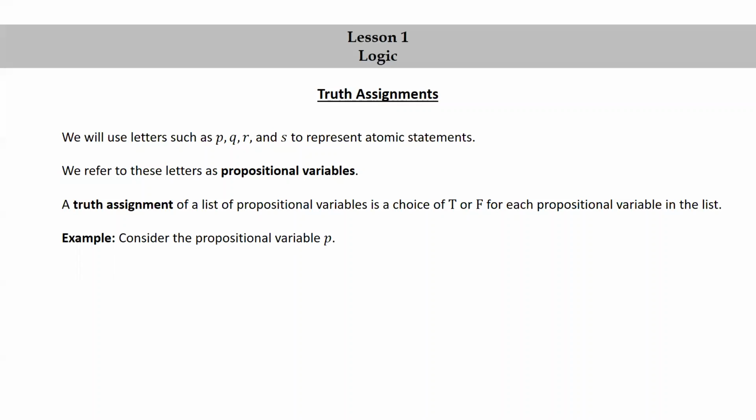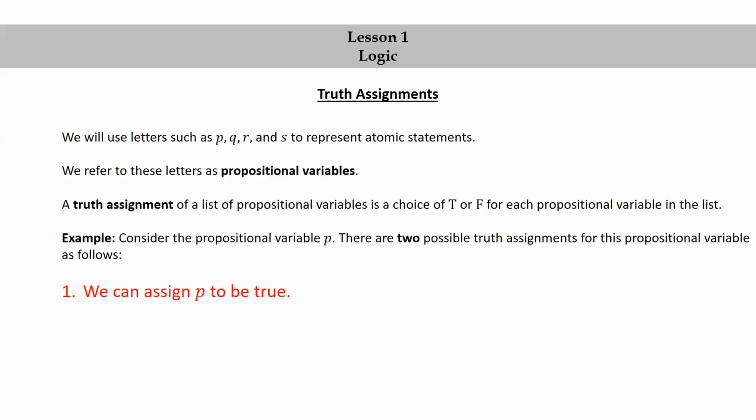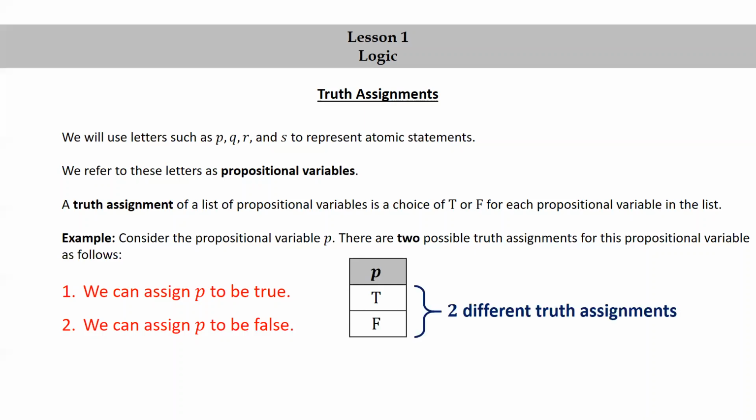Consider the propositional variable P. There are two possible truth assignments for this propositional variable as follows. We can assign P to be true. We can assign P to be false. We can visualize this information in a table. The table will have just one column because there is one propositional variable. This column is for the propositional variable P. There will be two rows, one for T, one for F. These rows list the two different truth assignments.